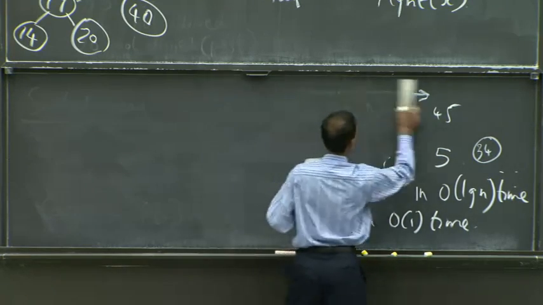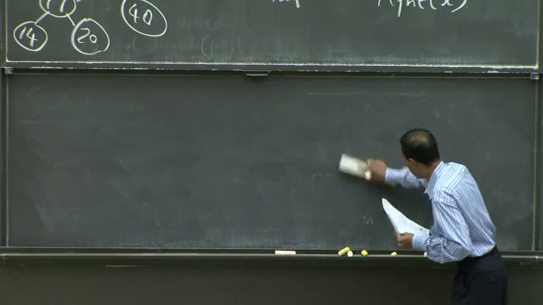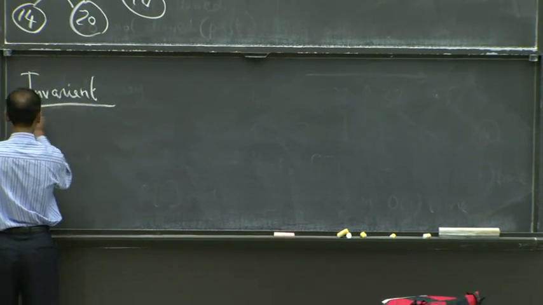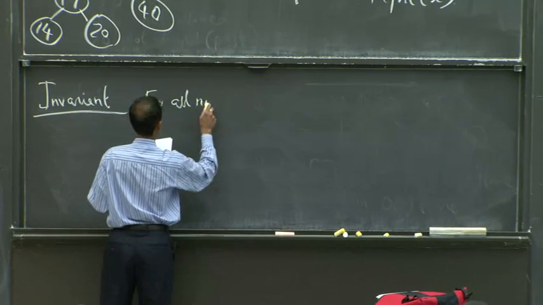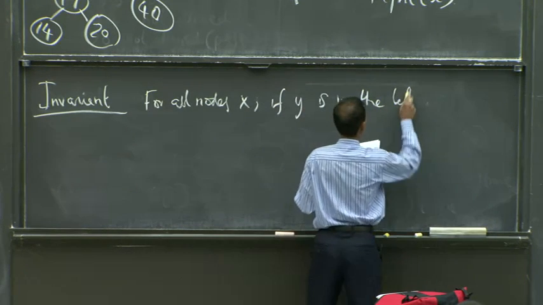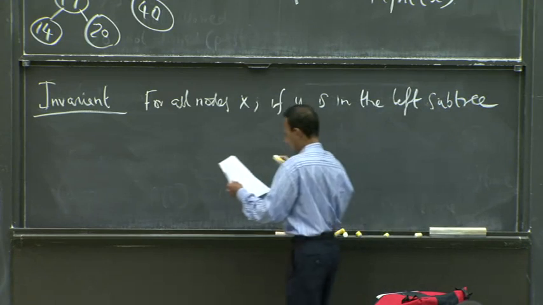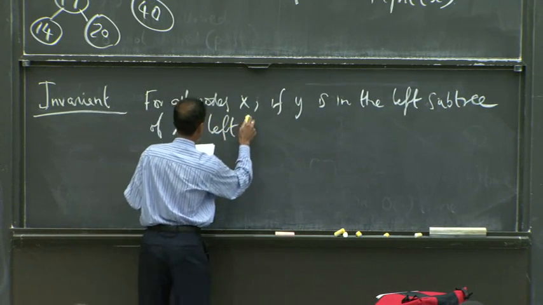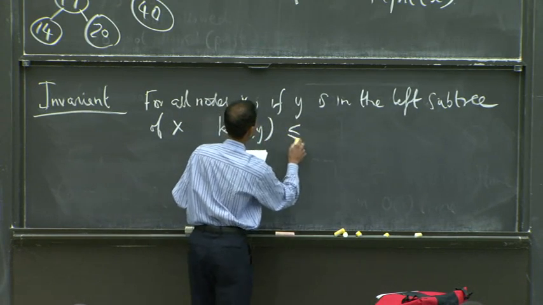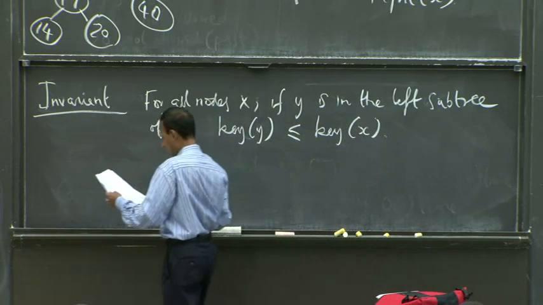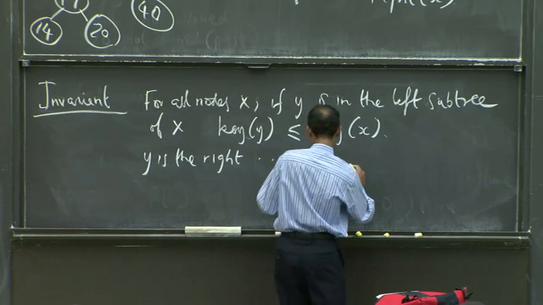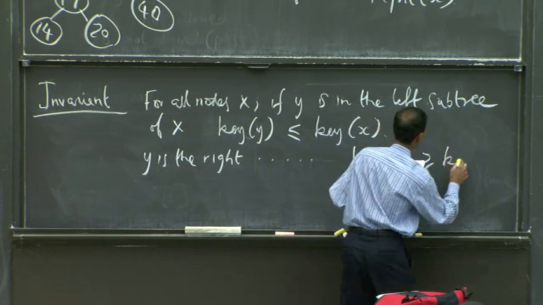for a BST. What makes a BST is that you have an ordering of the key values that satisfy the invariant that for all nodes x, if y is in the left subtree of x, then key of y is less than or equal to key of x. And if y is in the right subtree, we have key of y greater than or equal to key of x.